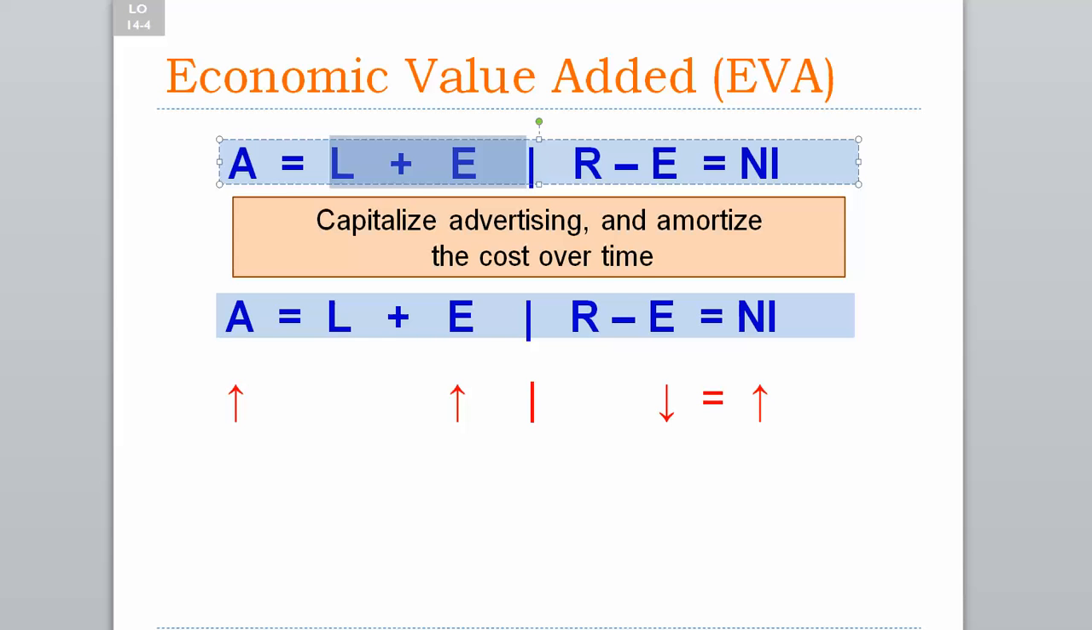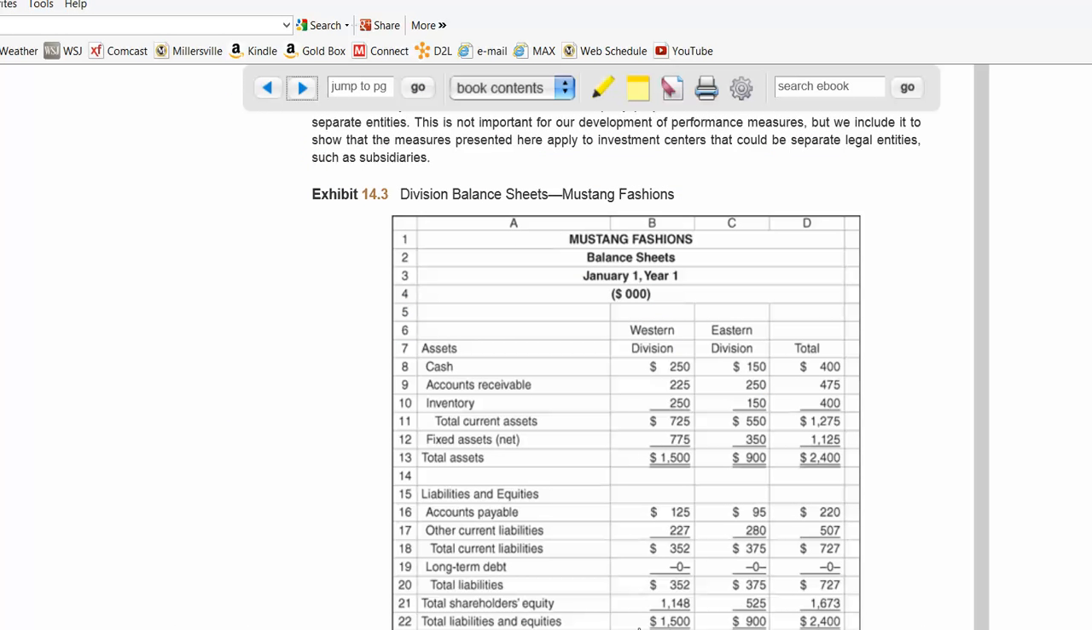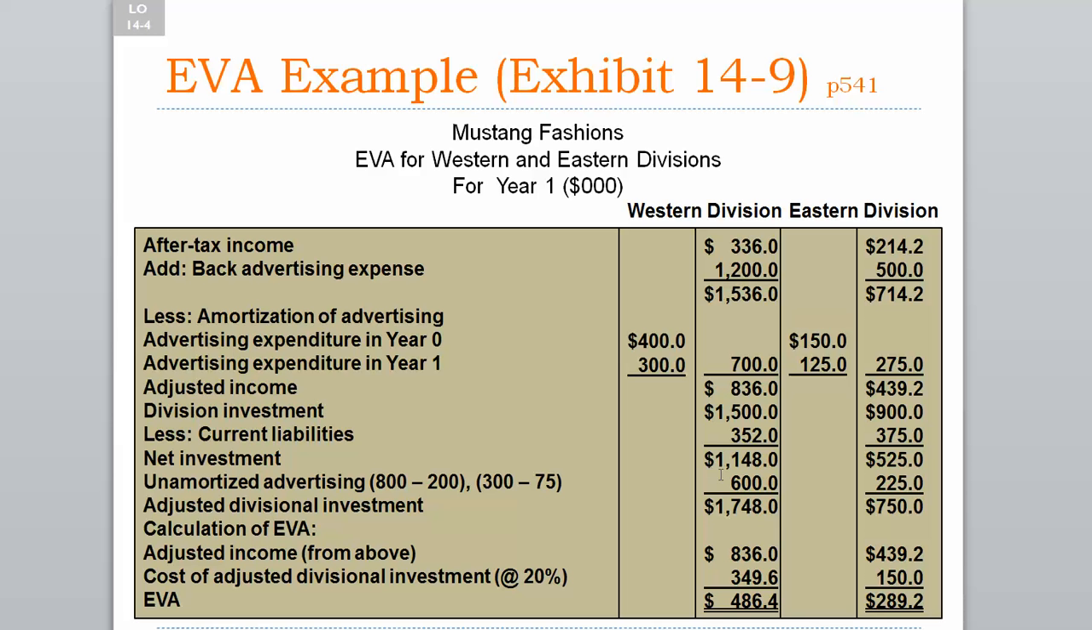We get this information from Exhibit 4.3. Here's our total assets, 1,500, and our current liabilities are 352. So the net funds provided by shareholders and debt holders, it just so happens to be only shareholders in this case, is the $1,148. And we can see that here on our PowerPoint slide, the investment, net investment, $1,148. Now we have to add back the unamortized portion of our advertising expenditures.